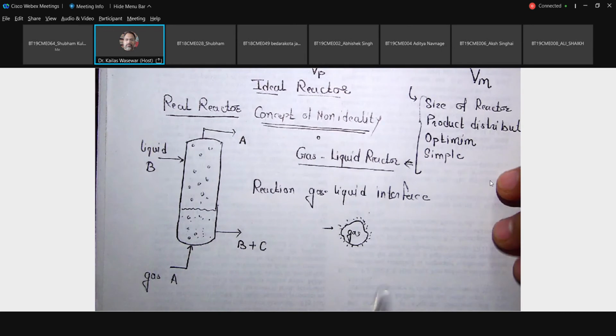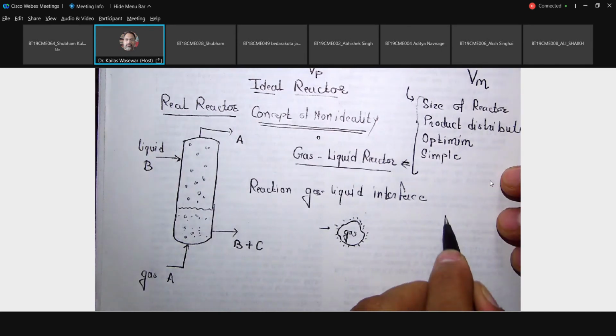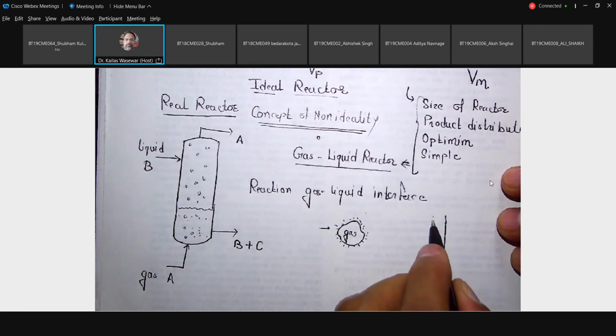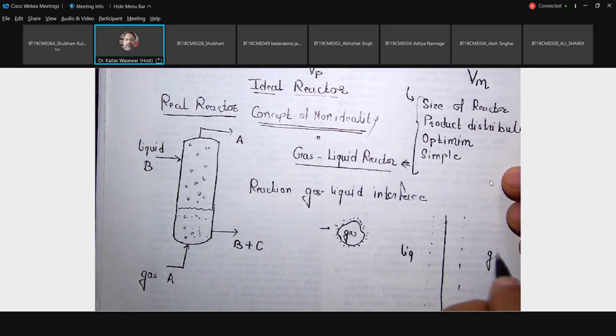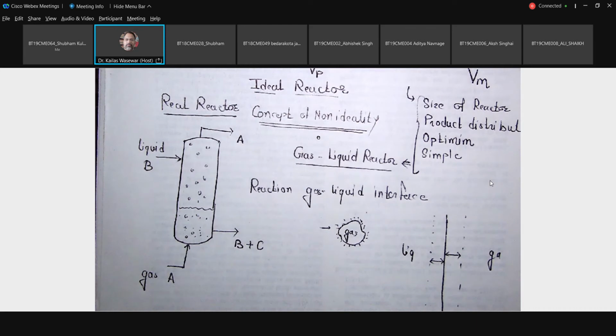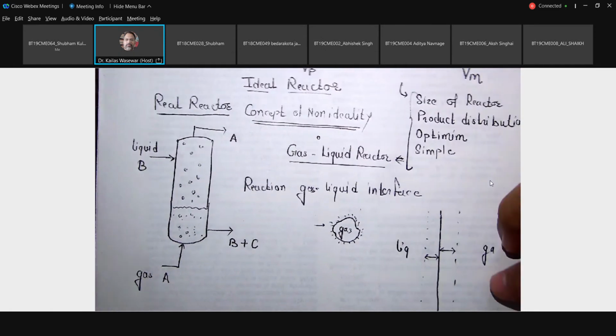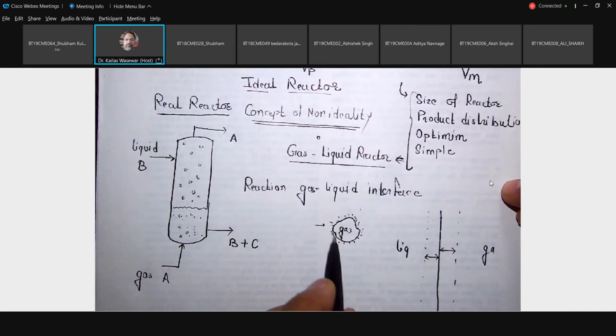You might have studied the two film theory. That means if you draw it in the two film, there will be the kind of an interface, is it? And on both sides, there may be the formation of film. Suppose this is your liquid and this is your gas. So here will be the gas film and here will be the liquid film, and this is the interface. To quantify the resistances offered by the interface, we can use the two film theory. Other theories are there, that we'll see later on in other chapters. So here the reaction is taking place at the interface of gas and liquid.